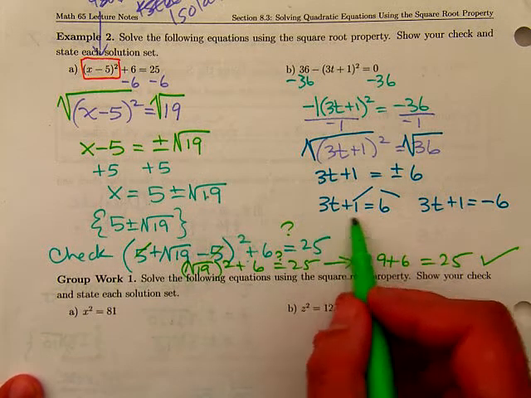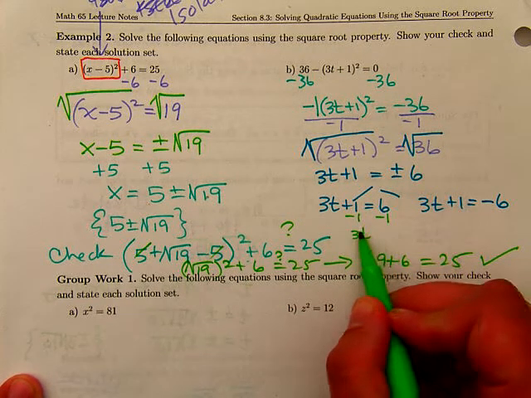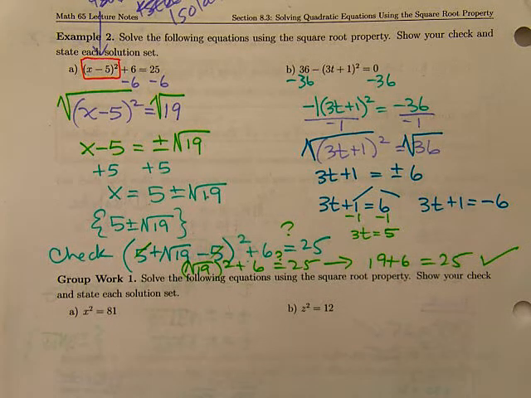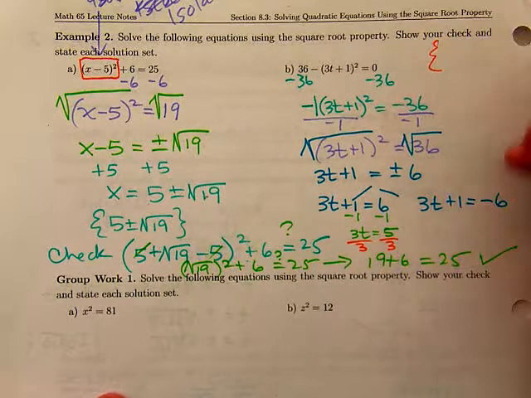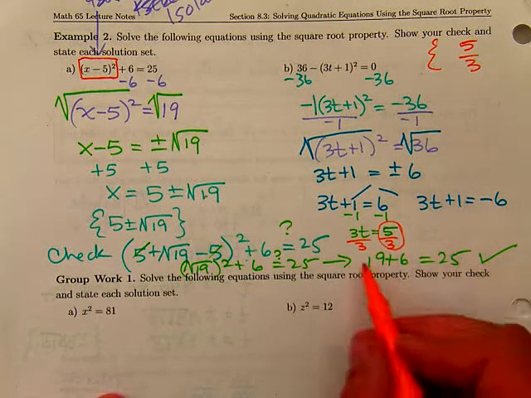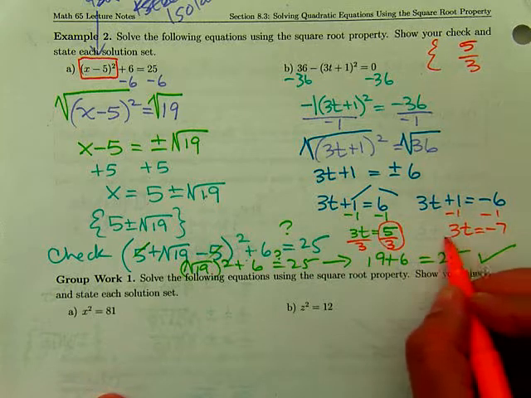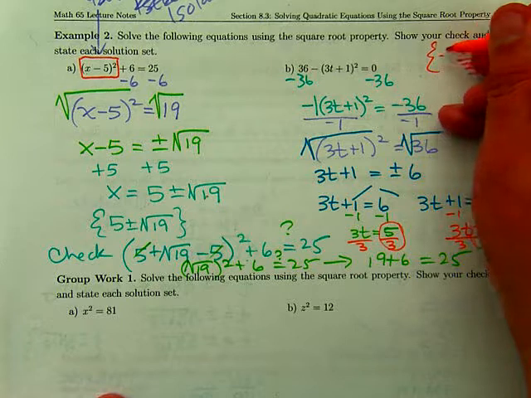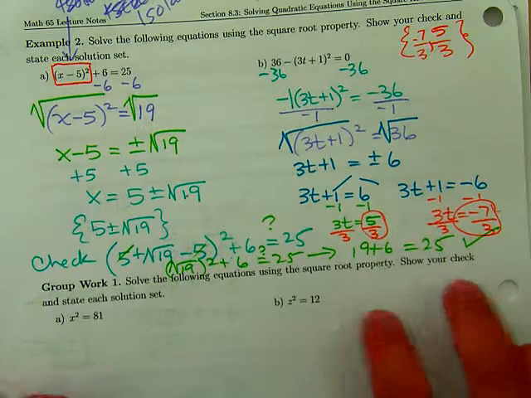So let's continue to get t by itself by subtracting 1. 3t equals 5. And then what? Divide by 3. So one of my solutions is t equals 5/3. This is my solution here. I'm just running out of space. Minus 1, 3t equals negative 7. Divide by 3. And so our second solution is negative 7/3. So two solutions. Normally I'd write the solutions down below.